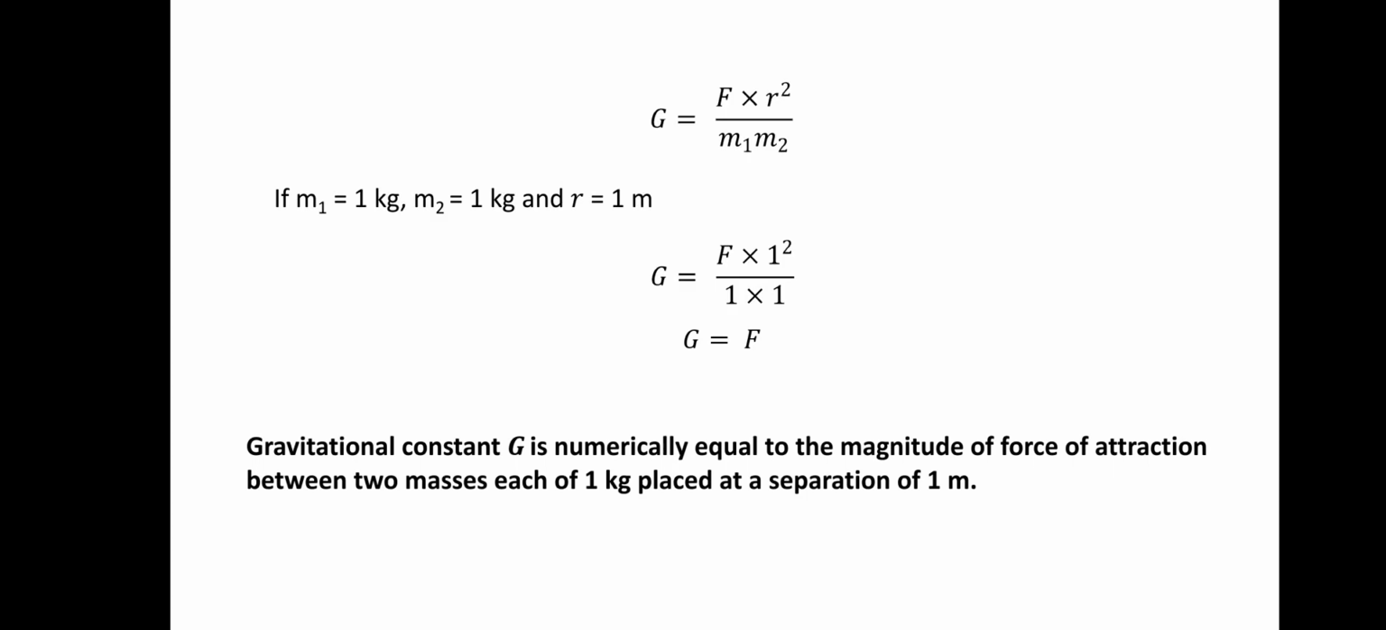Now also, since G is equal to F into r squared by m1 m2, if the mass of the first body is 1 kg and mass of the second body is 1 kg, and the distance between the two bodies is 1 meter, then we can replace these values as F into 1 squared by 1 into 1, where simplifying this you'll get G is equal to F. That means gravitational constant G will be numerically equal to F. That is, it will be numerically equal to the magnitude of force of attraction between two masses, each of 1 kg placed at a separation of 1 meter.